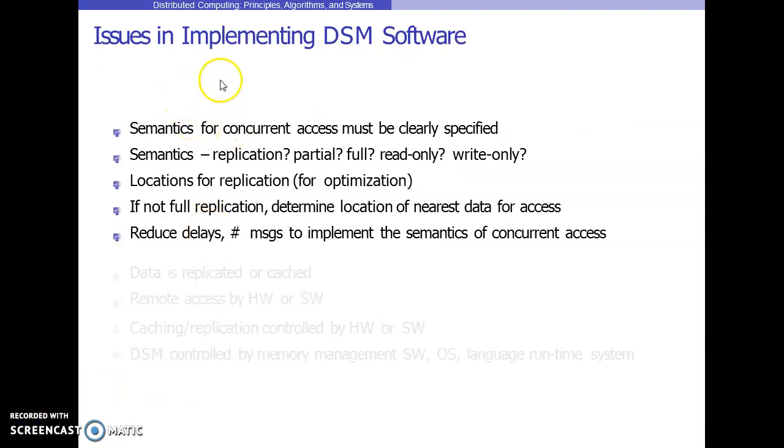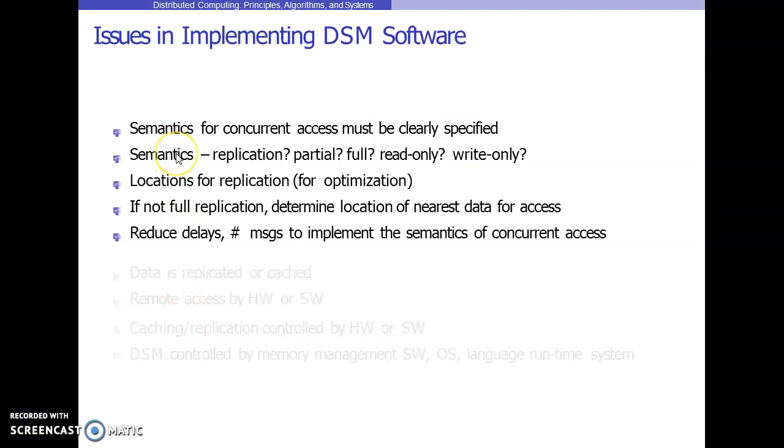Next, issues in implementing DSM software. DSM software has some issues. The first issue is that semantics for concurrent access must be clearly specified. That means we have to determine what semantics to allow for concurrent access to shared objects. We have to clearly specify these semantics so that programmers can code their programs using appropriate logic.